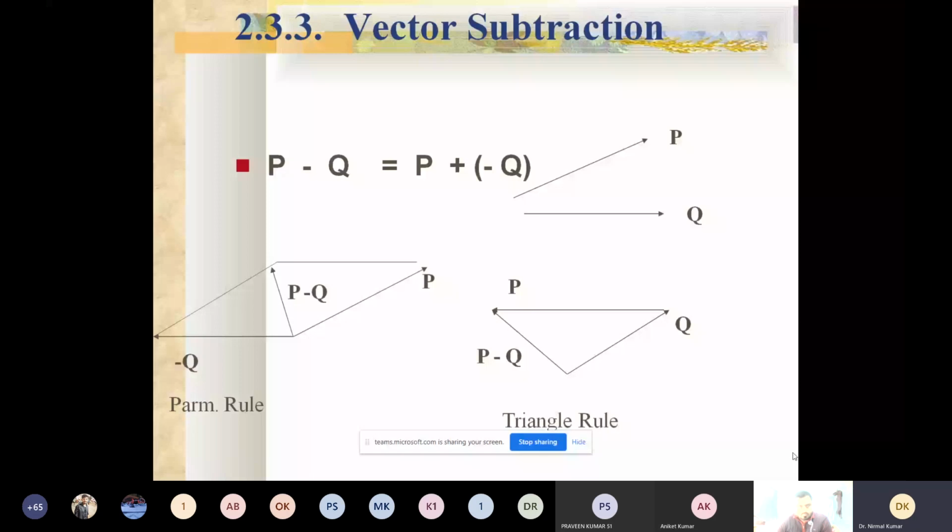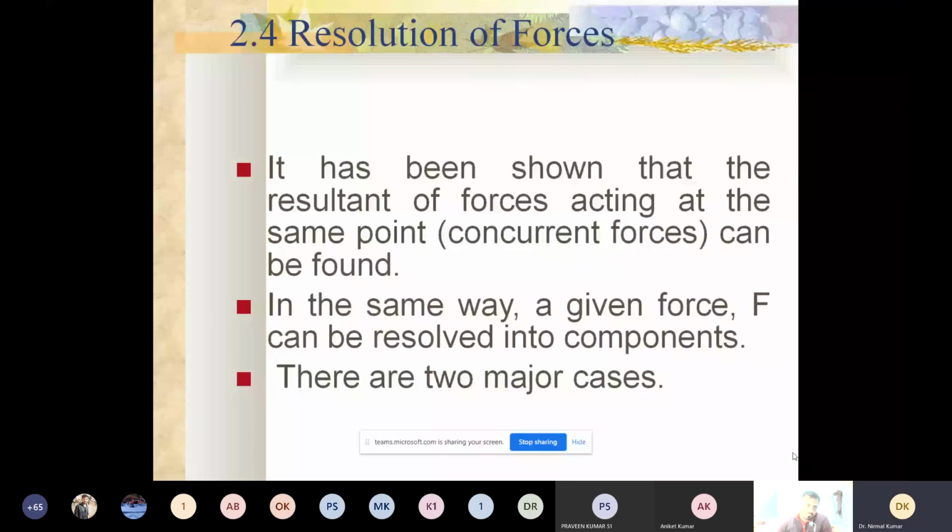Now I am coming to resolution of forces. In the previous slides you have seen that concurrent forces may be replaced by a single force. That single force is a resultant force, and the effect of that resultant force on the body or a particle will remain the same. This is the concept, this is our hypothesis, these are assumptions, this is idealization, this is the method. Now resolution, there is one single force.